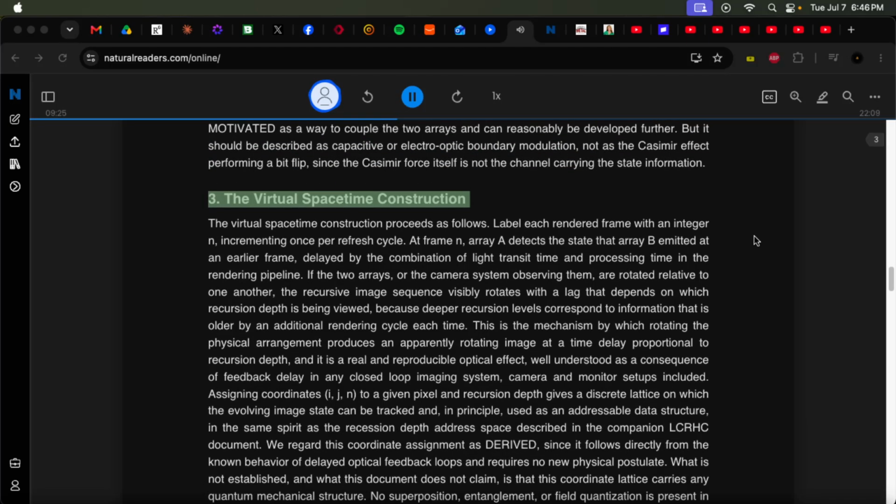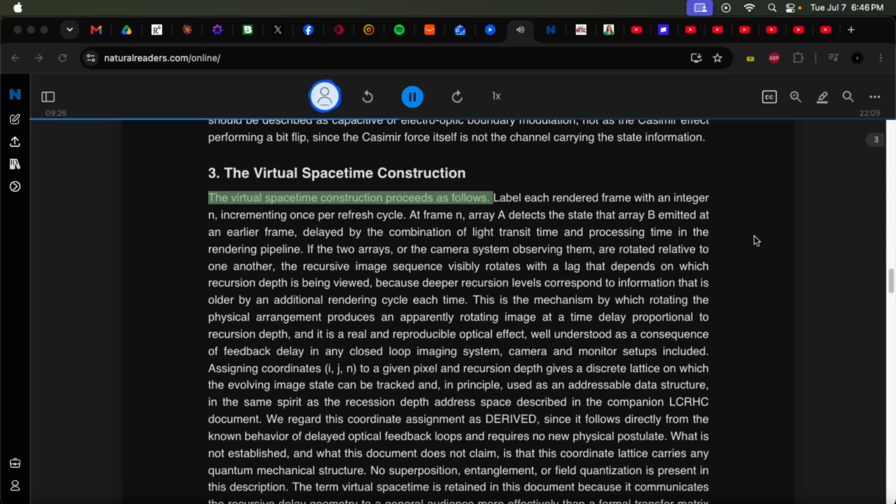3. The virtual spacetime construction. The virtual spacetime construction proceeds as follows.